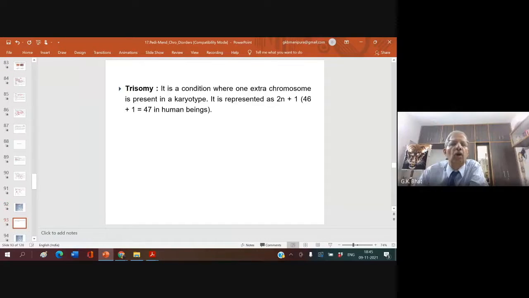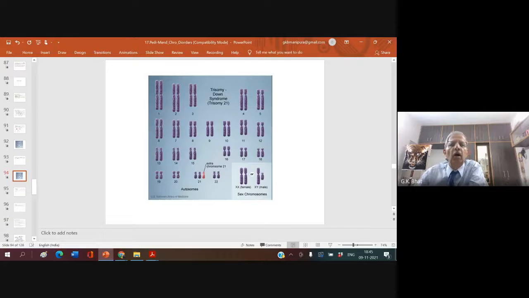So, trisomy is a condition where one extra chromosome is present in a karyotype. That means 2n+1, 46+1, 47. Look here. All are in two copies. Which one is in three copies? Chromosome number 21. So chromosome number 21 is in three copies, and we call it trisomy for chromosome number 21. Understood? This is also called Down syndrome.